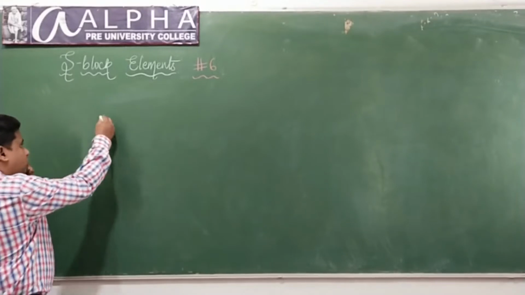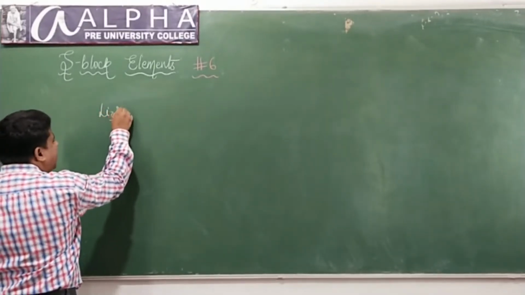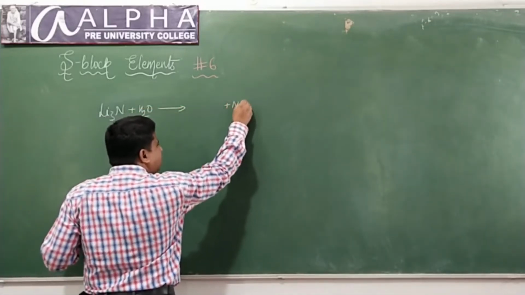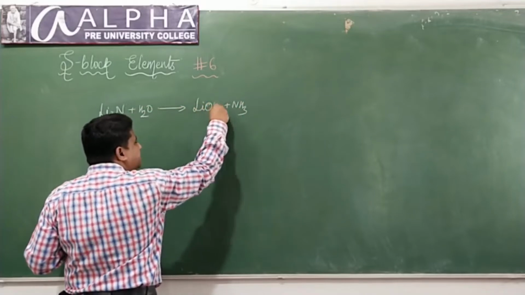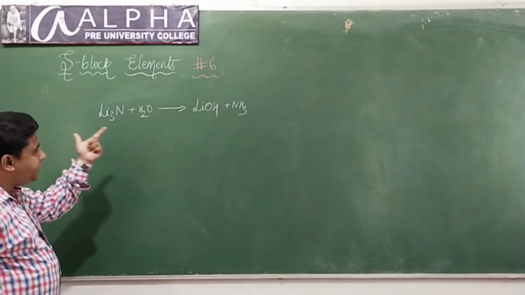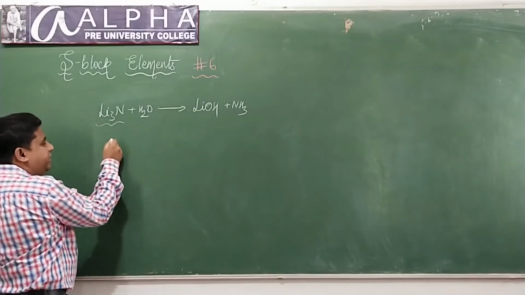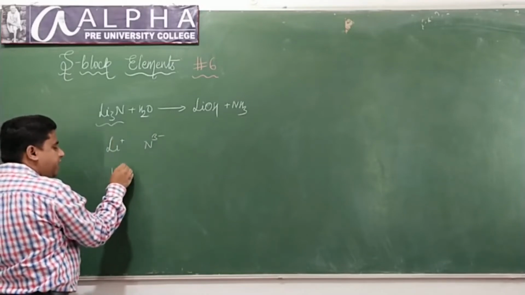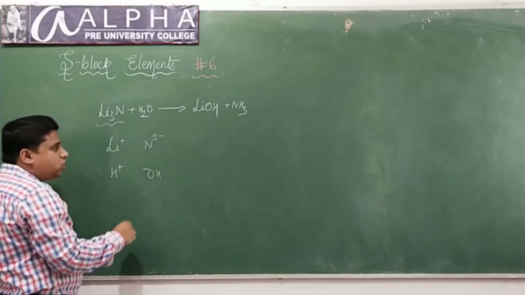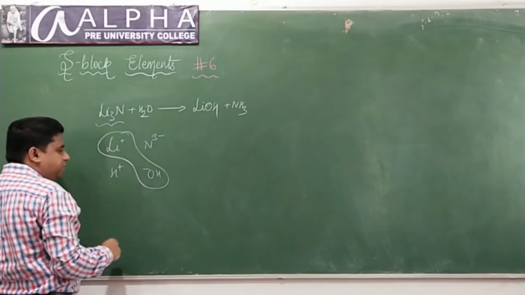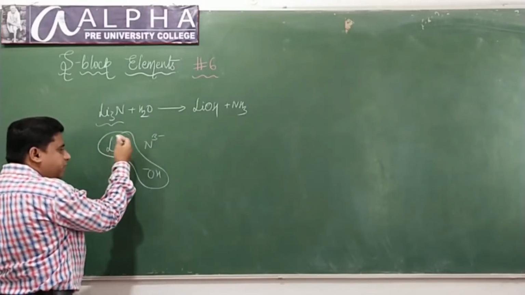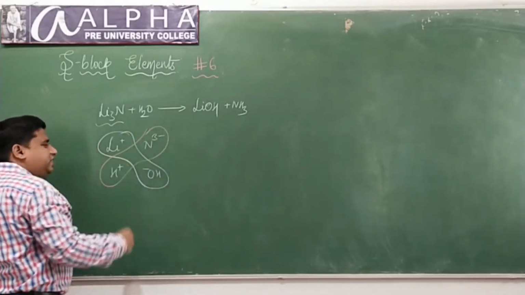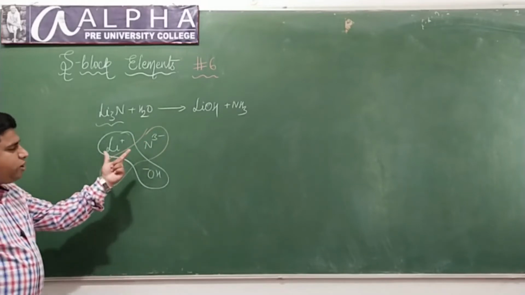I told you that when nitrides are hydrolyzed, they liberate ammonia gas with the formation of hydroxides. I told you how to write this reaction. In lithium nitride we have lithium ion and nitride ion. In water we have H plus ion and OH minus ion. What did I tell you? You just have to cross multiply, you just have to interchange the ions, understood? And you apply the crisscross method.